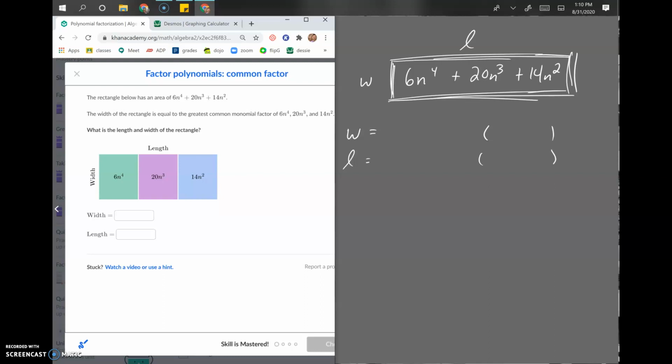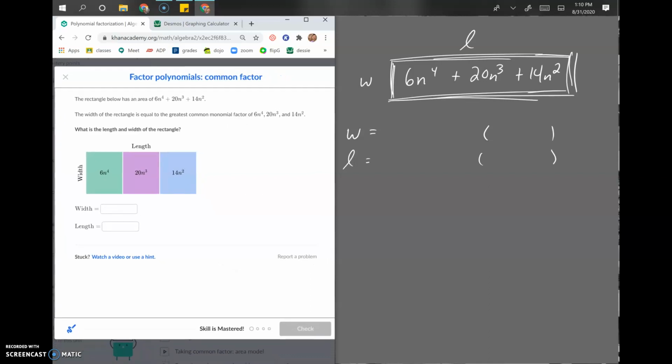Alright, let's go ahead and get into this first example. The rectangle below has an area of 6n to the 4th plus 20n to the 3rd plus 14n squared. The width of the rectangle is equal to the greatest common monomial factor. What is the length and the width of the rectangle?